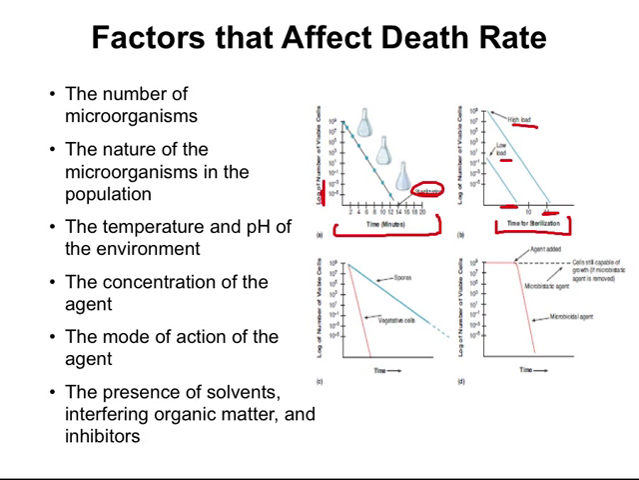Now, the nature of the microorganisms in the population. We already know that spores are more highly resistant, so it's going to take longer exposure to this microbial control agent for spores to decline in population than it is for vegetative cells. This graph illustrates the difference between microbistatic and microbicidal. At this level, we can see that the microbes are being held by a microbistatic agent. Then we add a microbicidal agent, and the population declines quite quickly.